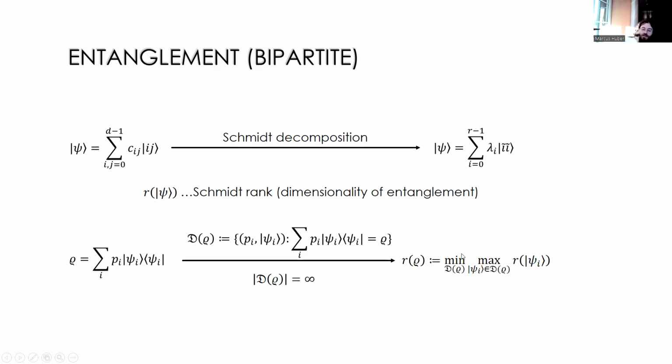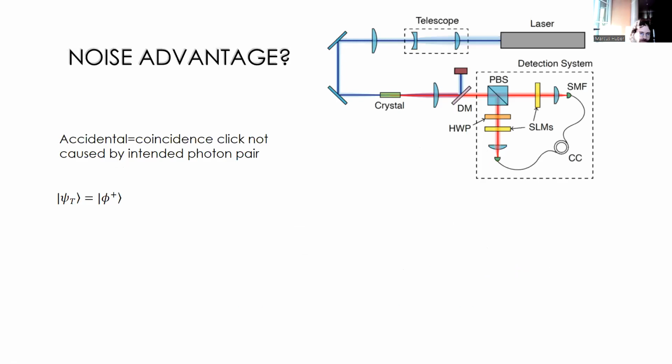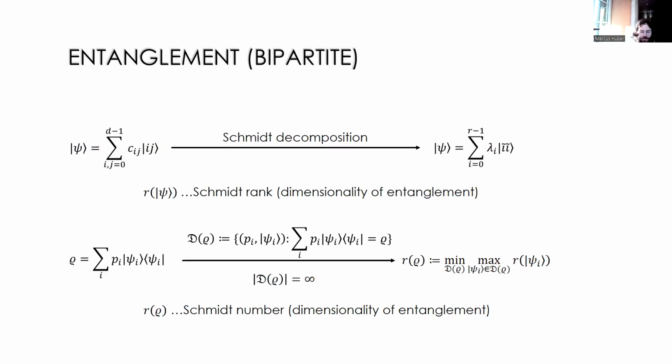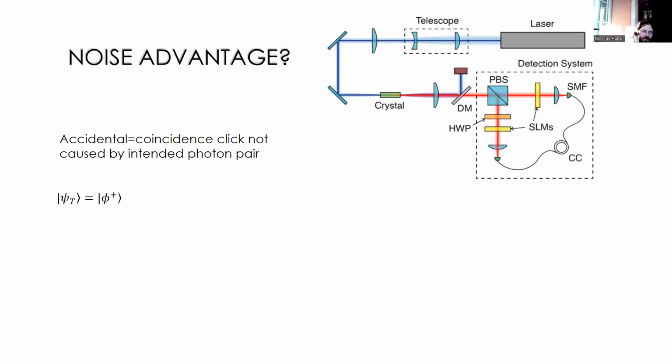And that's why there's usually a definition. For instance, I can define the dimensionality of entanglement for mixed states as the minimum, over all possible infinitely many decompositions, of the highest Schmidt rank among the decomposition. Knowing this exactly is a very hard problem. Yeah, but okay, why would we even care about that high dimensional entanglement?